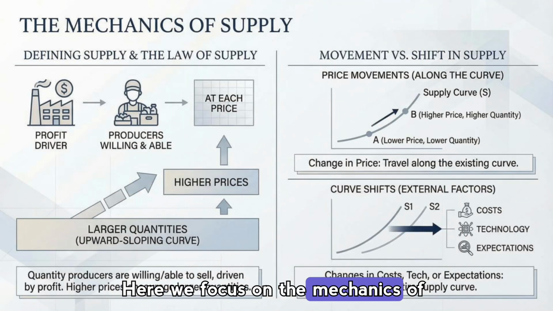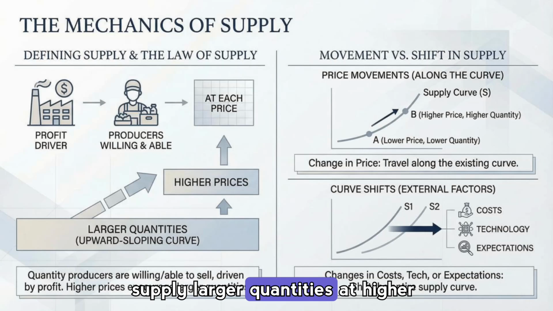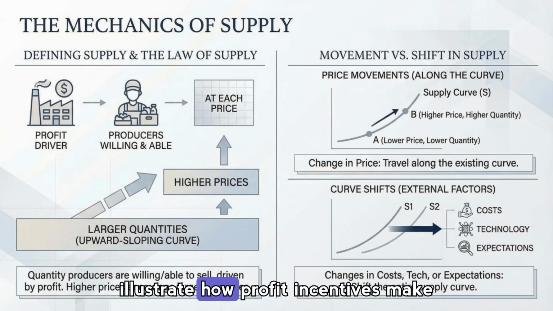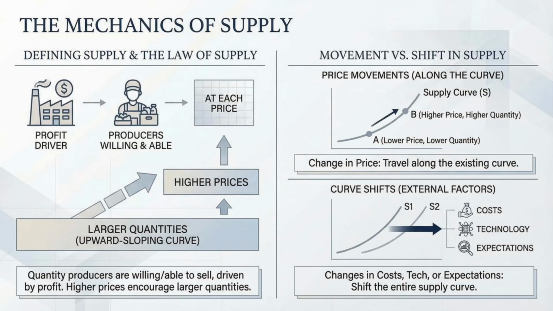Here we focus on the mechanics of supply and the law that producers supply larger quantities at higher prices. The diagram and icons illustrate how profit incentives make producers willing and able to sell more as price rises, producing an upward sloping supply curve. Importantly, the slide also explains the difference between movements along the curve caused by price changes and full curve shifts driven by costs, technology, or expectations.